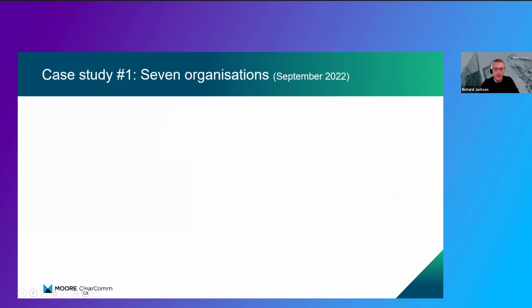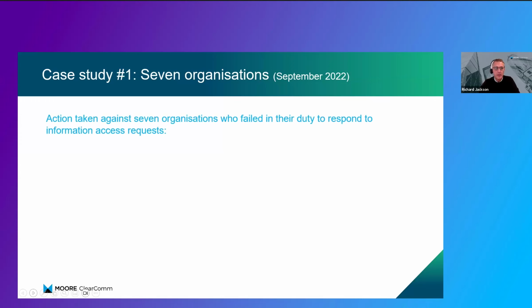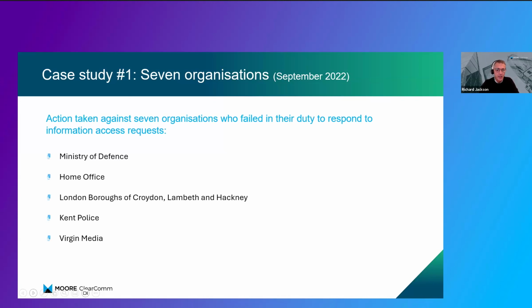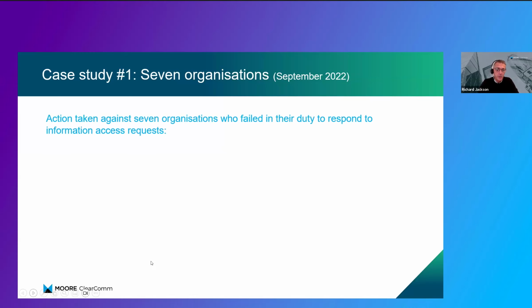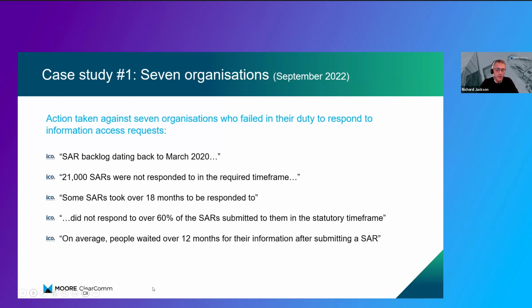So first case study, which is from the ICO's website in September 2022, where they announced action taken against 7 different, completely unrelated organizations who'd failed in their duty to respond to information access requests: MOD, Home Office, London boroughs of Croydon, Lambeth and Hackney, Kent Police and Virgin Media. And the comments and statements within the reprimand documents on the ICO website varied across the 7 organizations.